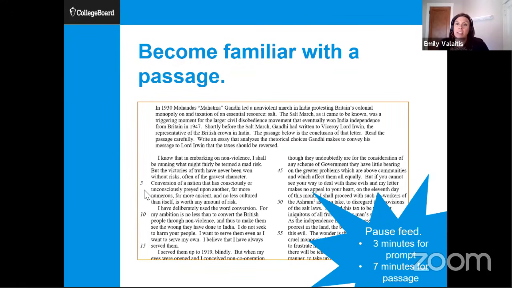And then take 7 minutes to do a quick read of the passage itself, his letter, thinking about some of the main ideas and some of the choices he makes to prove his point. So pause the feed, become familiar with the passage. You don't have to know it deeply, but just so when we're looking at the samples, you're able to contextualize it a little. So pause the feed and then come back and we'll look at some samples.